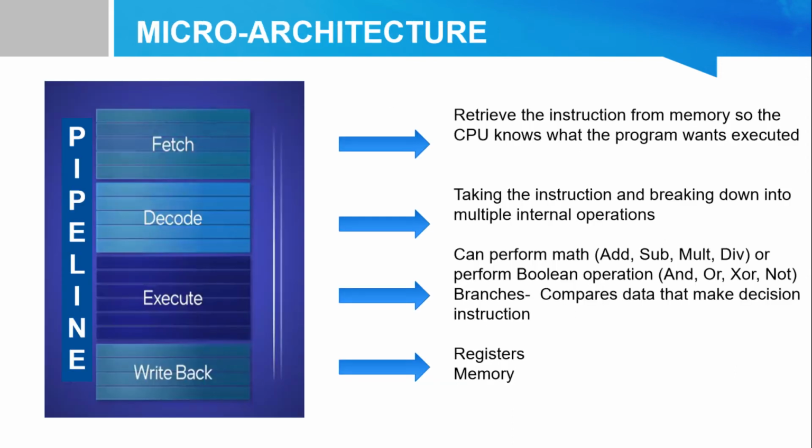etc. Microarchitecture. Fetch. Fetch retrieves the instruction from memory so the CPU knows what the program wants executed. Decode, taking instruction and breaking it down into multiple internal operations. Execute can perform math: addition, subtraction, multiplication, and division, or perform Boolean operations. The branches compare data that make decision instructions. For the write back, we have registers that serve as temporary storage devices of the microprocessor and the memory. The combination of the four is the pipeline.